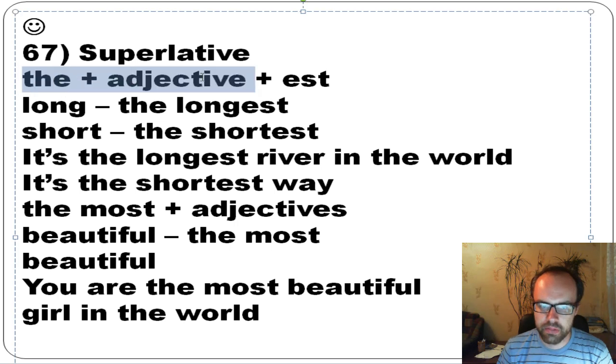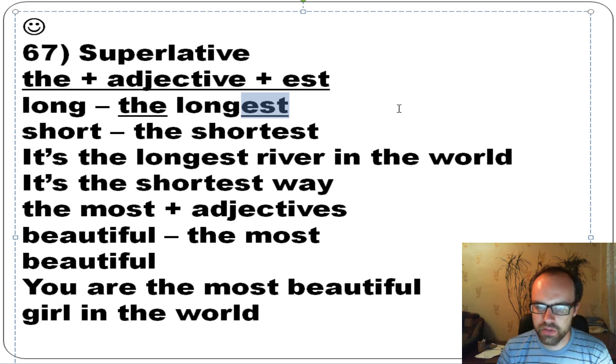Well, superlative. So the plus adjective plus est. Long, the longest, yeah? So we always use the in the superlative form, and est, if it's a short adjective. Short, the shortest, yeah, then we have the plus adjective plus est. It's the longest river in the world. It's the shortest way.